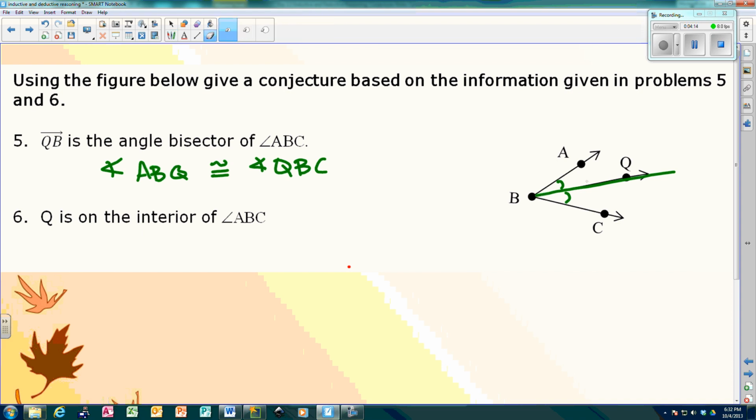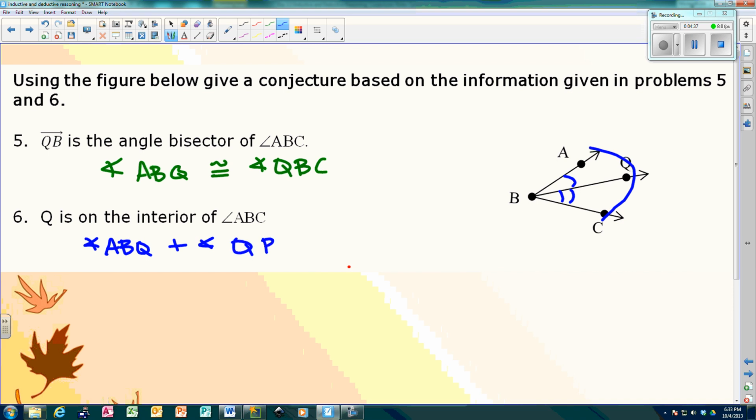Okay, so for the next one, you would want to erase your marks because it's a new problem. So my new problem, I would say, if Q is in the interior of the whole angle, then I know that this angle plus this angle equals the whole angle. So I would make the conjecture, based on things I already know, that angle ABQ plus angle QBC equals angle ABC.